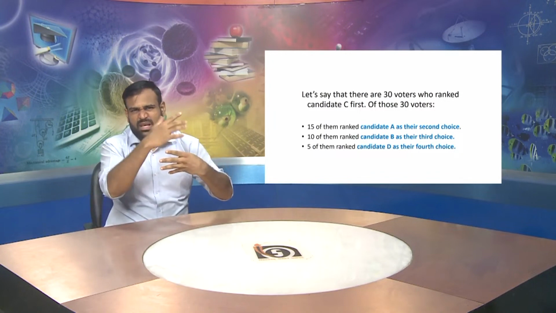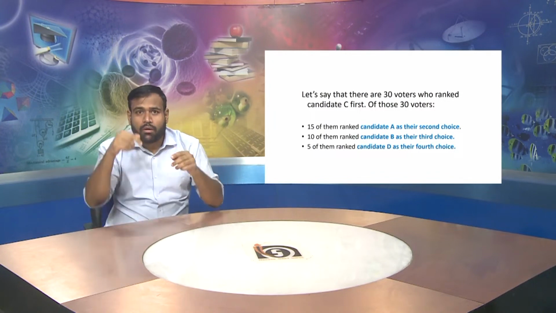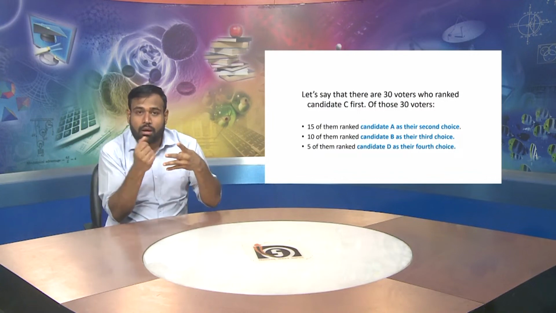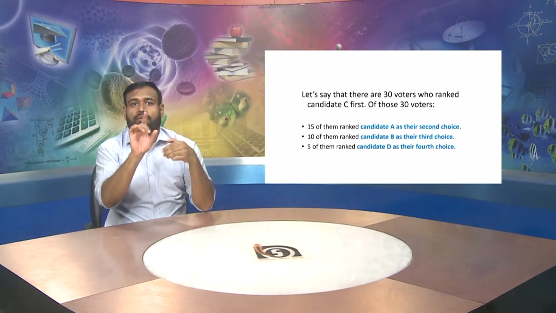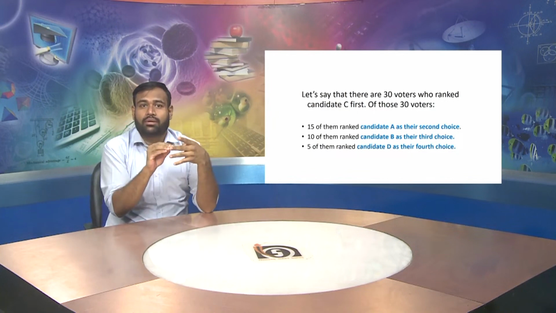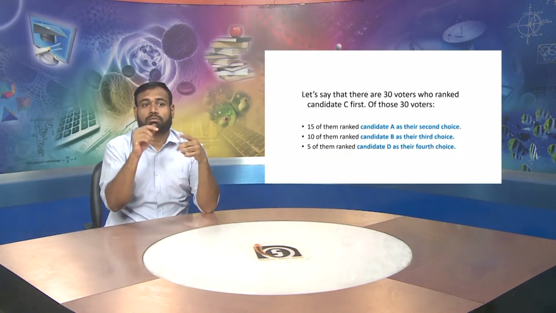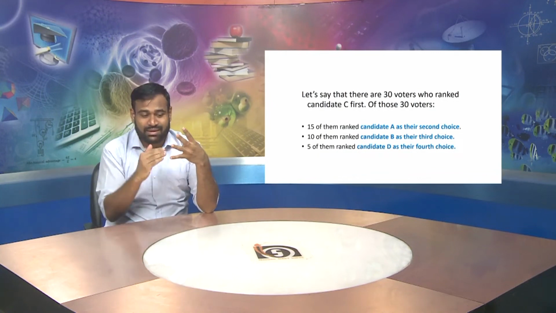There are 30 voters who ranked candidate C first, and of those 30 voters, let us suppose 15 of them ranked candidate A as the second choice, 10 of them ranked candidate B as their third choice, and 5 of them ranked candidate D as their fourth choice.